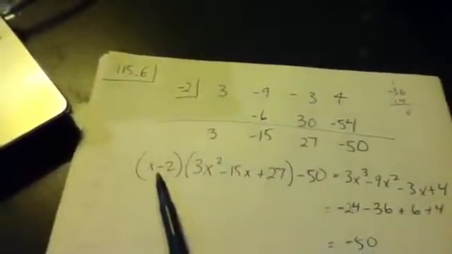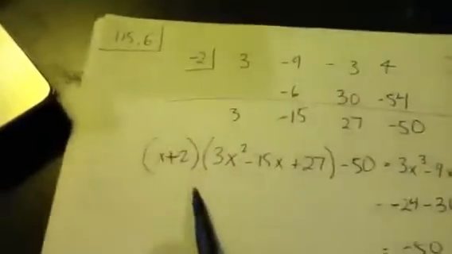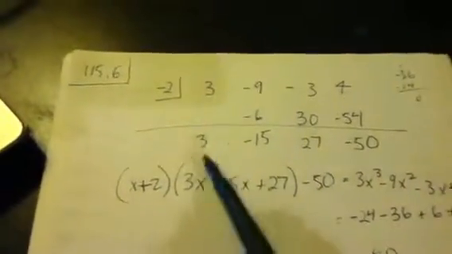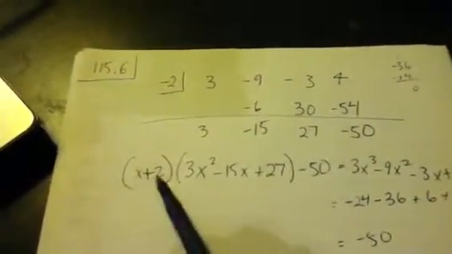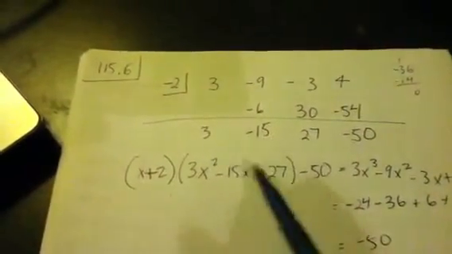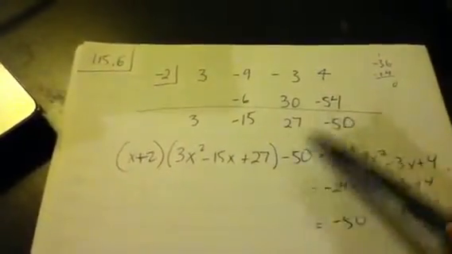So then I can rewrite that, yeah, it's supposed to be x plus 2. Okay, so rewrite it as, now where did this come from? It came from these numbers. So I started out with a cubic, but since I divided out 1 degree, then now it's a quadratic. So 3x squared negative 15x, 27. And then I just left the minus 50 hanging off the end because that's like a remainder.